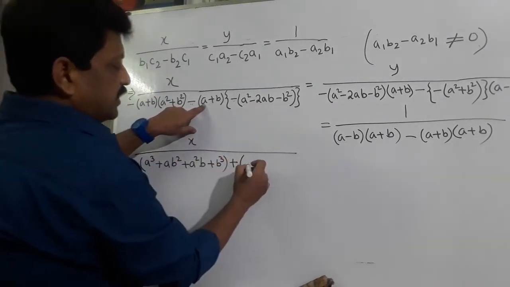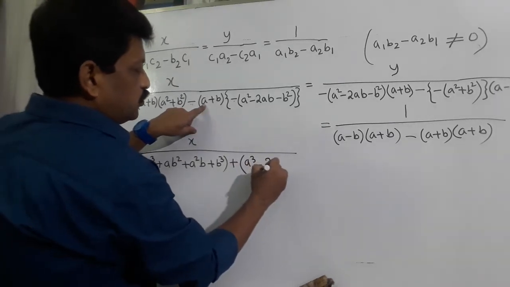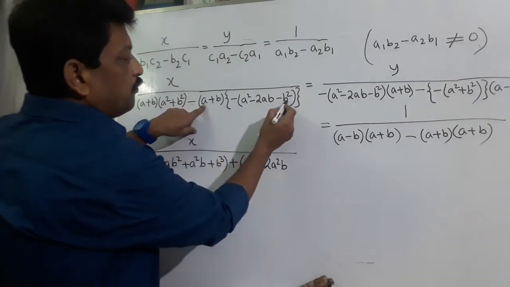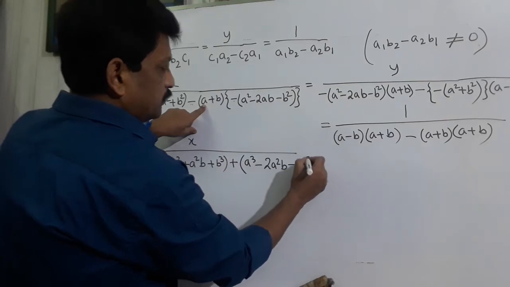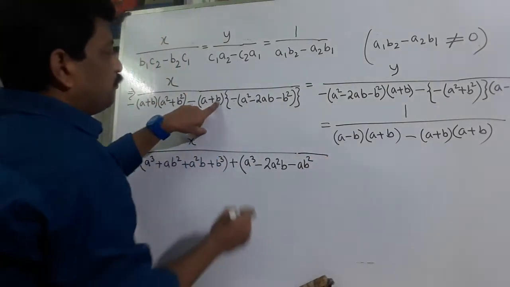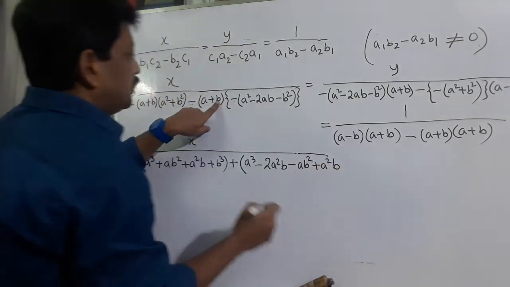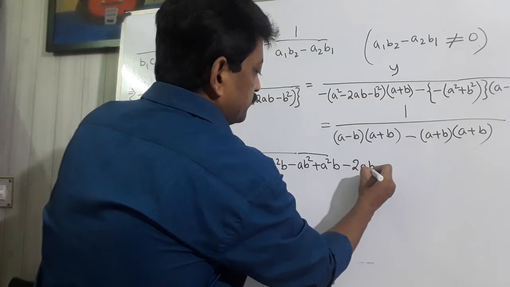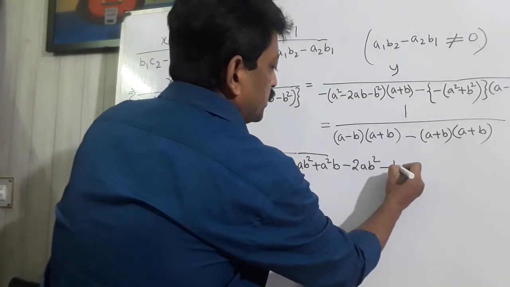A into a square is a cube, a into minus 2ab is minus 2 a square b, a into minus b square is minus ab square. b into a square is a square b. b into minus 2ab is minus 2ab square. b into minus b square is minus b cube.